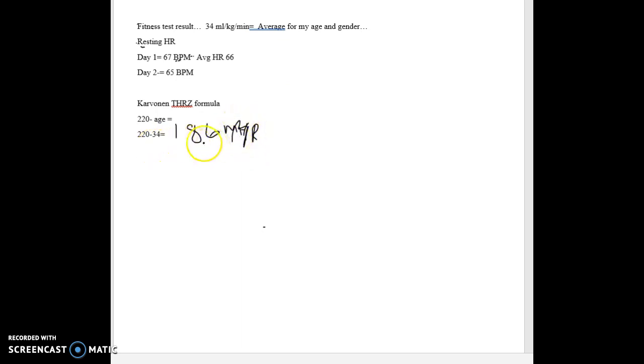Okay, so after I do my 186, I have to subtract that average resting heart rate. And so that is 66. So that number then gives me 120. So now I'm working with this 120 number, and this 120 number is considered my working number. Okay, after I'm doing my working number, I make 2 columns with it. So I come up here and I make a 120 over here as well.